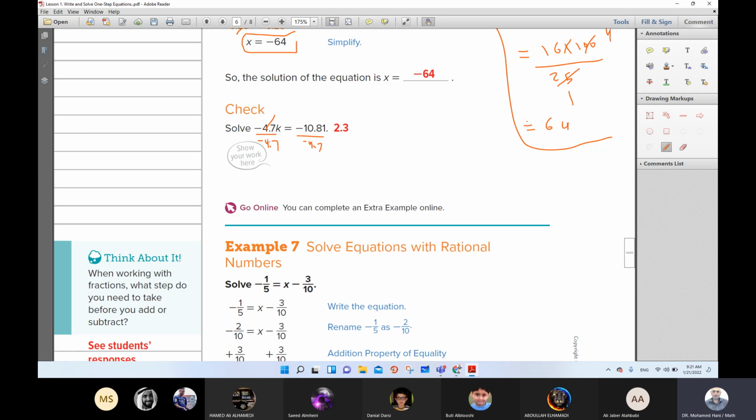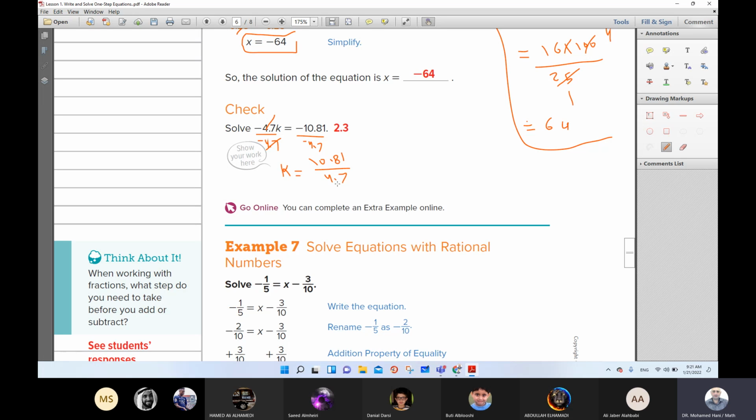Negative 4.7 divided by negative 4.7 remains 1, k means k. Negative divided by negative is positive. So we have here 10.81, and down we have 4.7.